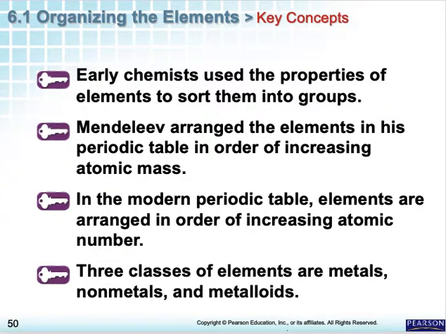So, key concepts. Early chemists used the properties of elements to sort them into groups. Mendeleev is the father of the modern periodic table. He arranged the elements in order of increasing atomic mass. In the modern periodic table, elements are arranged in order of atomic number, mostly due to Moseley. And the 3 classes of elements are nonmetals, metals, and metalloids.